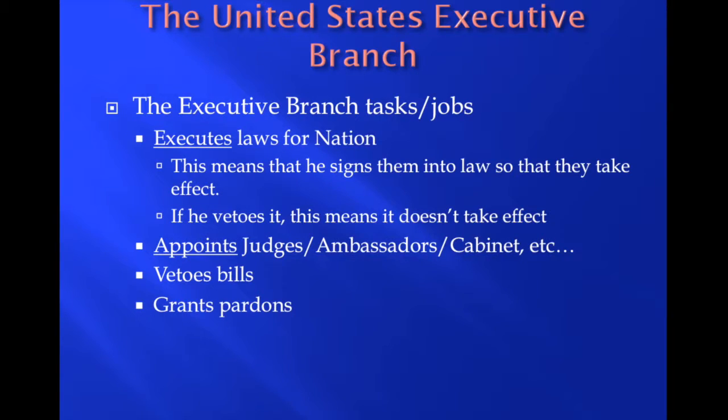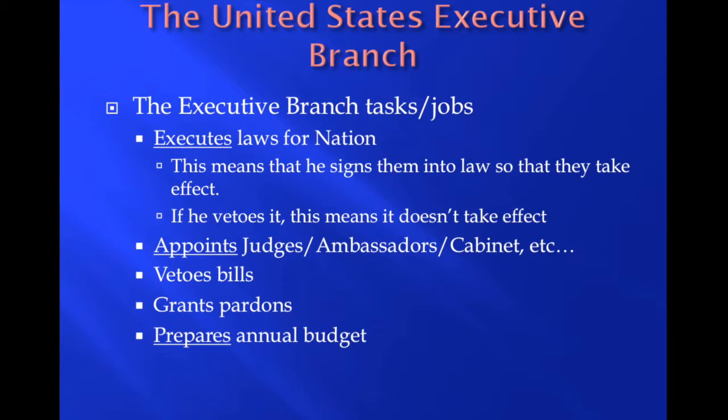An example that I want to go back to is Nixon. When President Ford took over for him, he actually pardoned Nixon right away, not too long after he took office. And he caught a lot of flak from the American public because they felt like Nixon should have paid for his crimes. But that is one of the powers of the president. Again, Nixon was pardoned for his crimes.